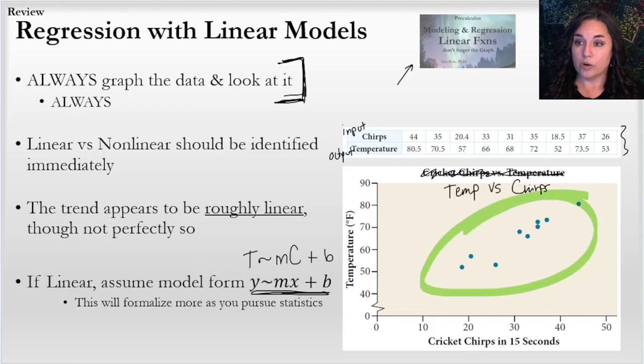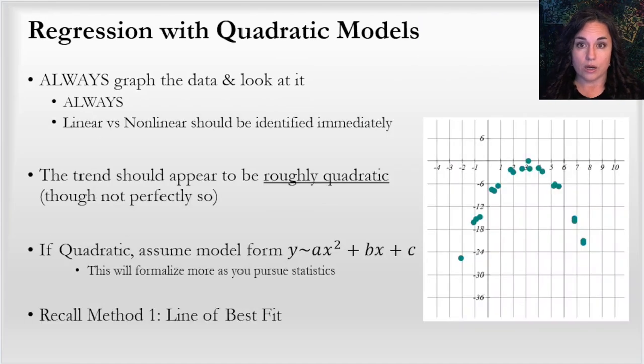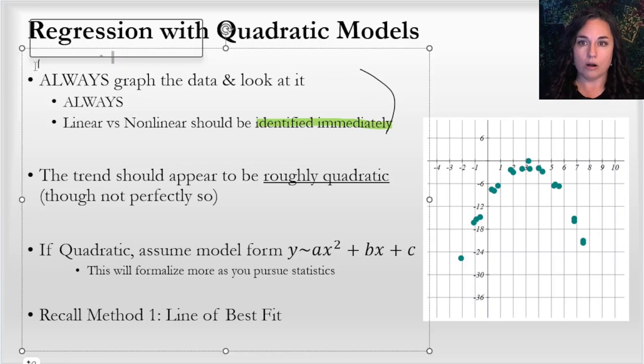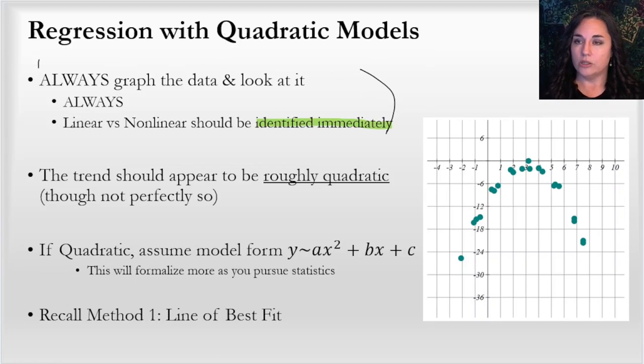As we move forward to quadratics, we're going to still graph the data. I have this graph here of this data, and you can see that it's not linear. So that's why I'm saying linear versus non-linear should be identified immediately when you look at that graph. And that's why we graph. The first step, always graph your data, all right? Don't do any analysis on your data until you graph your data. And that should tell you, what is that relationship? We can see clearly this is nonlinear. And I would say it's roughly quadratic.